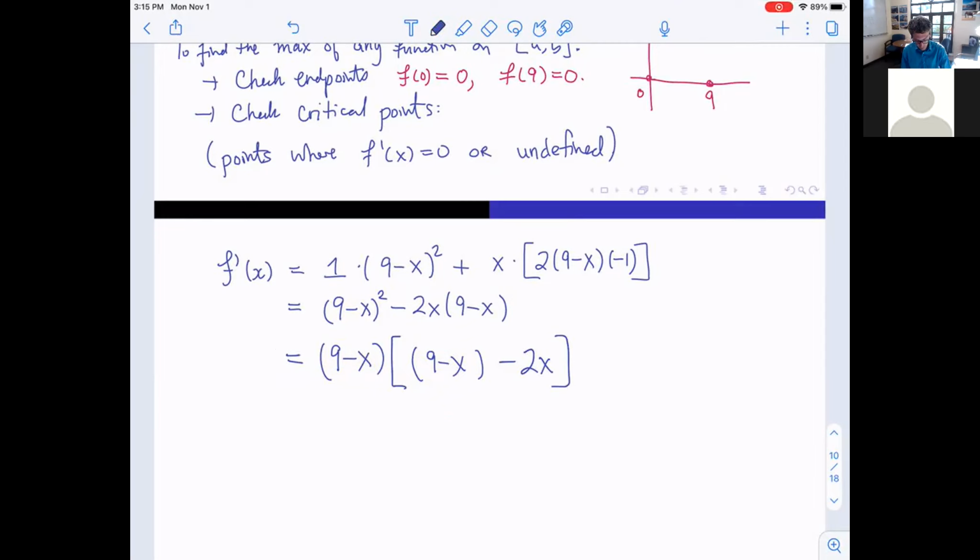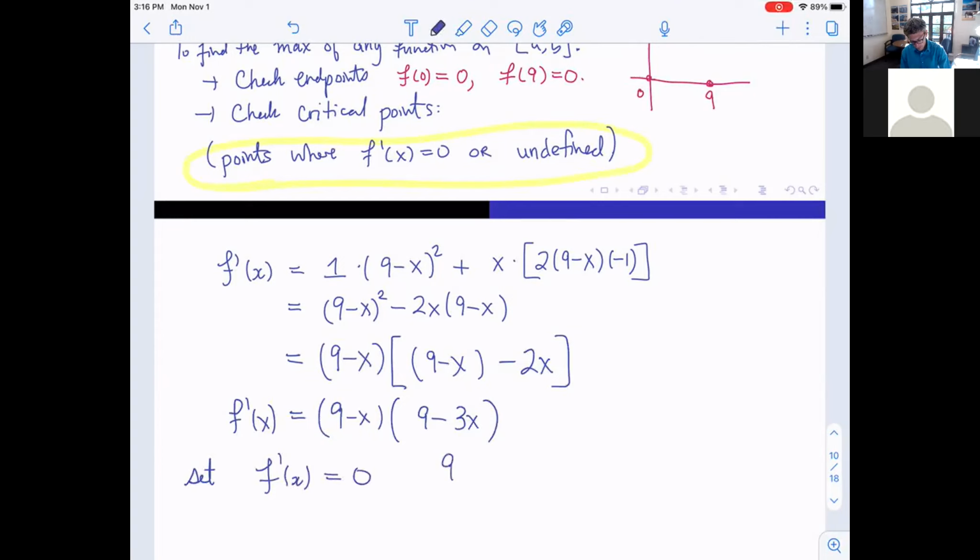And so now, just a little bit more simplifying, 9 minus x times 9 minus, okay, I guess it's 9 minus 3x. And so now we have our formula for our derivative. Now if I want to set this equal to 0, remember, I'm looking for points where my derivative was 0 or where it was undefined. If I set f prime of x equal to 0, what do I get? Well, I get 9 minus x times 9 minus 3x equals 0.